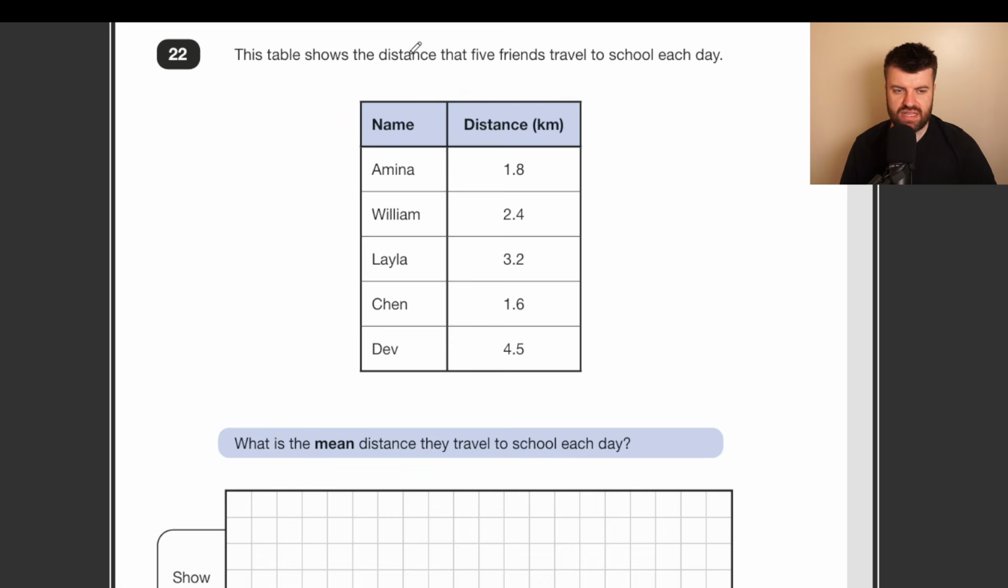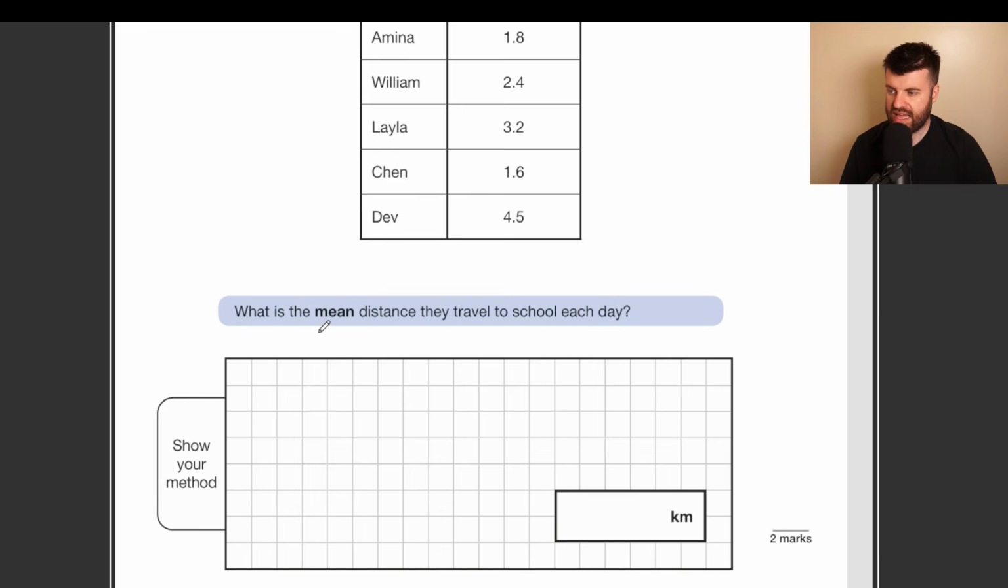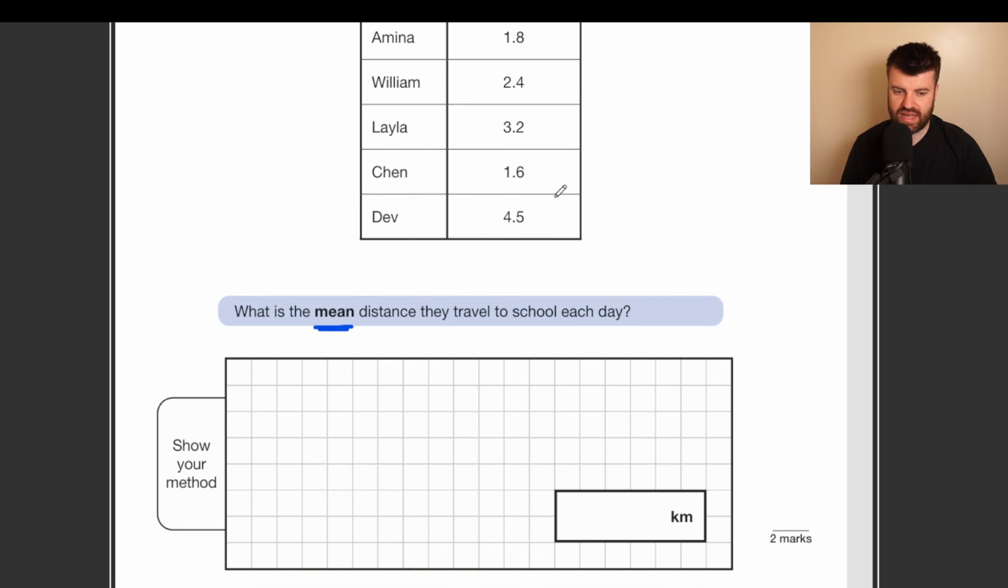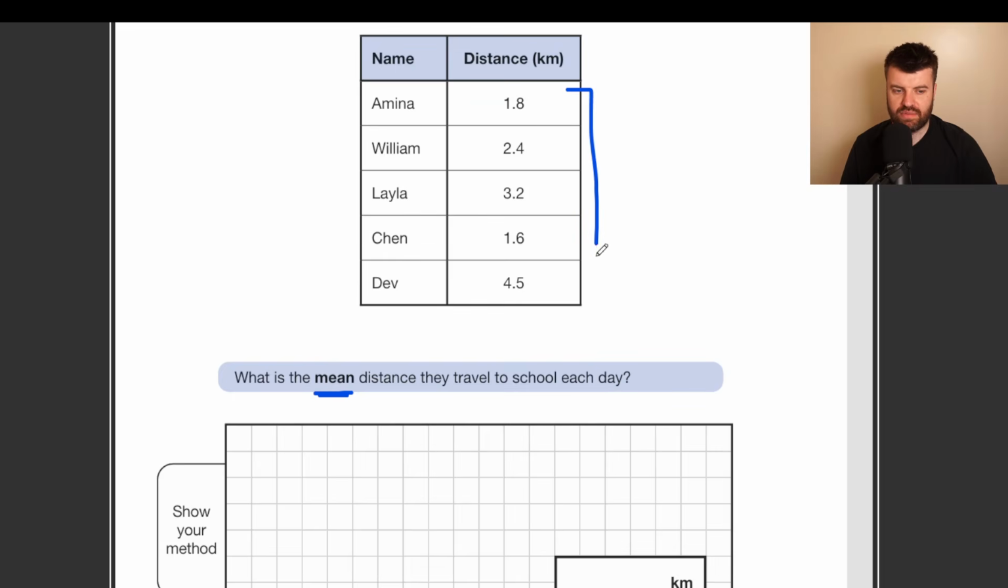This table shows the distance that 5 friends travel to school each day. Amina, William, Layla, Chen, and Dev. What is the mean distance they travel to school each day? Quite a simple, straightforward way of just calculating the mean. To do so, we have to add up all of the distances together and then divide by how many distances we added, which was 5 in this case.